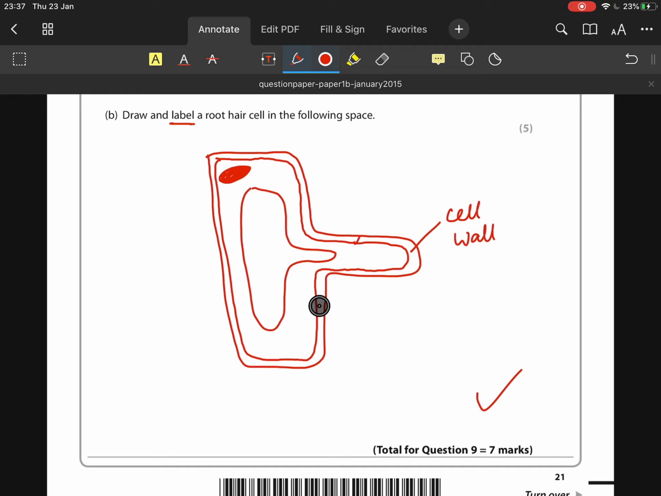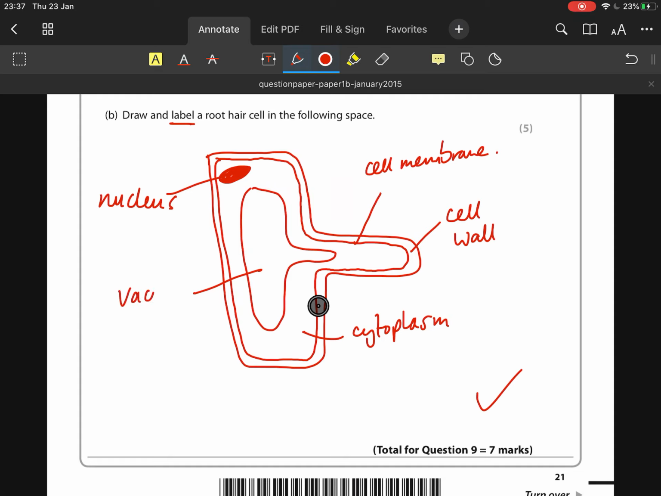So there we have a cell wall. Here, on the inside line, would be our cell membrane. We have cytoplasm. Here the nucleus. And we have a large vacuole. Those are all things you'd find inside your root hair cell there. I've got a mark for each of these. So obviously there's actually 6 marks available for this question for the 5 marks. A nice 5 mark question there for a pretty easy drawing.